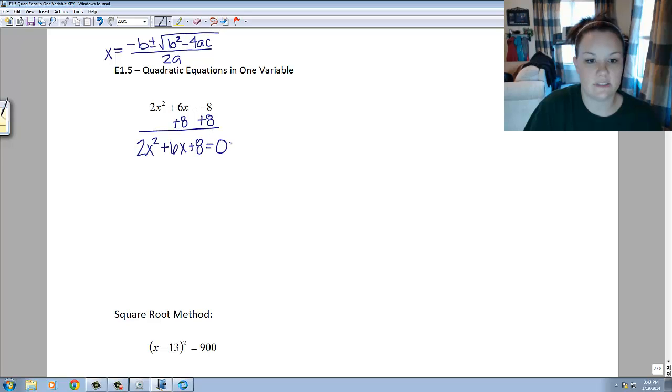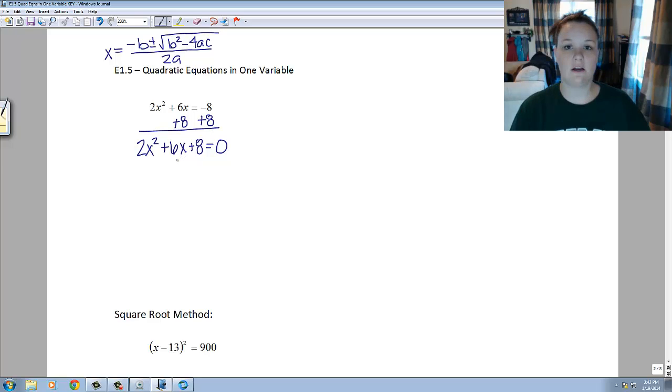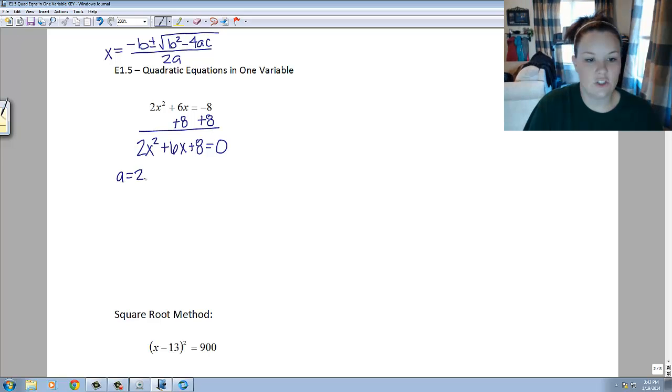Okay. Now, you can see there's a greatest common factor, but since we're solving by quadratic formula, I'm not going to worry about it. I'm going to go ahead and just plug it straight into the formula. So here my a is 2, my b is 6, and my c is 8, which gives me x is equal to -b, again would make my 6 negative, so -6, plus or minus the square root of b squared, so 6 squared, minus 4 times my a, which is 2, times my c, which is 8. All over 2 times my a, which is 2. Okay.